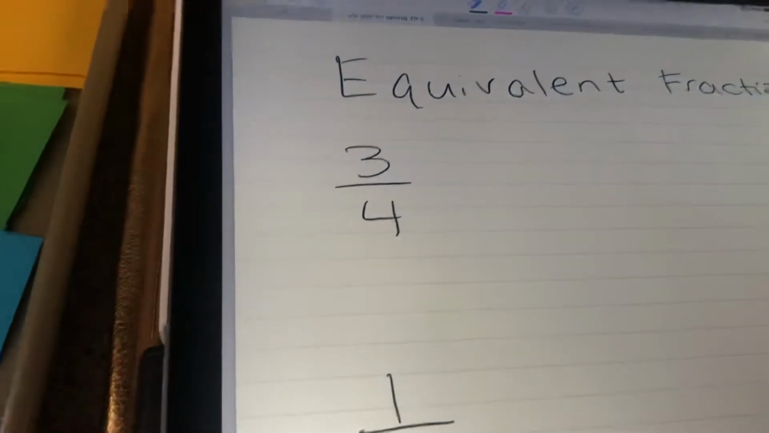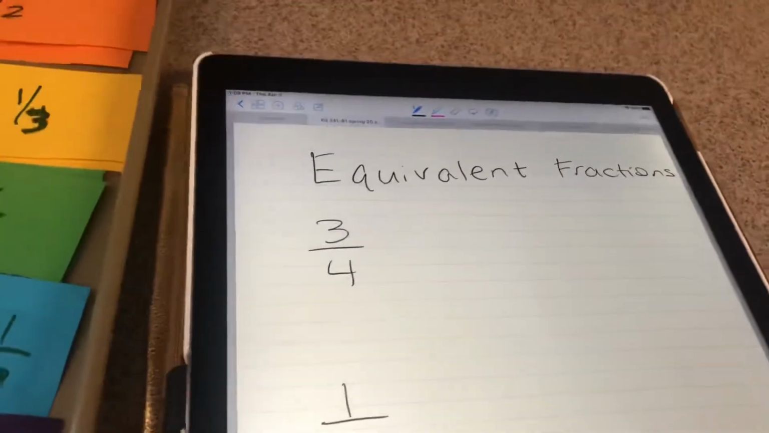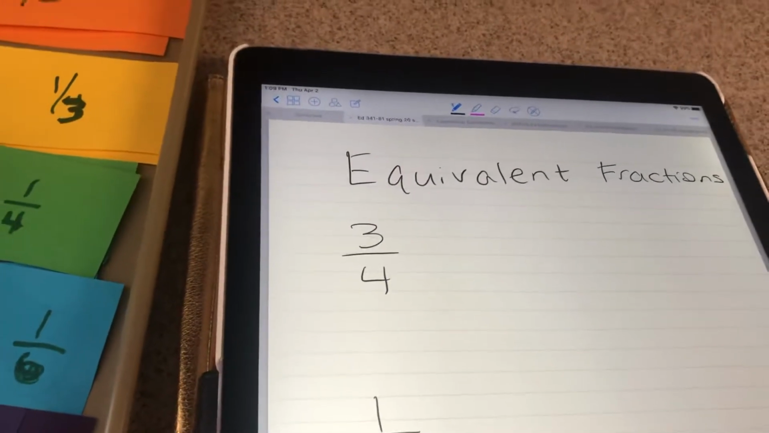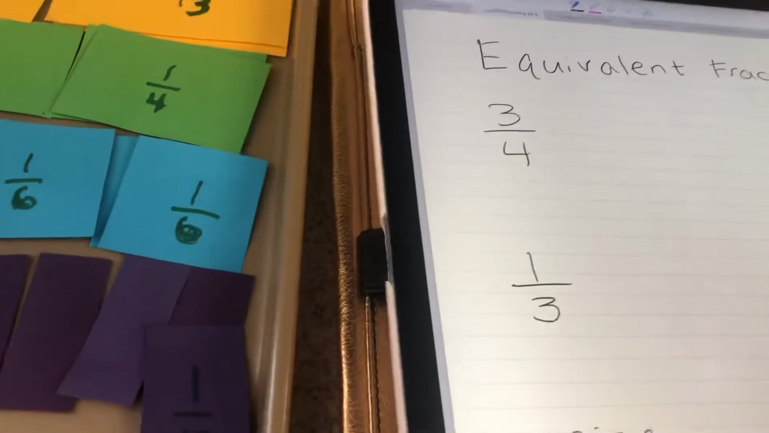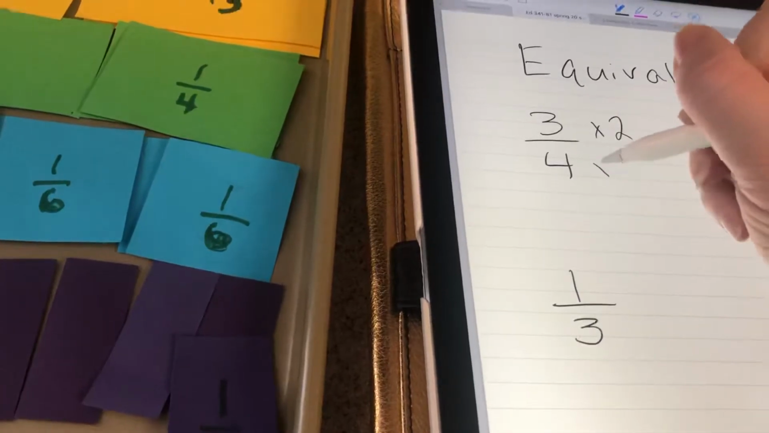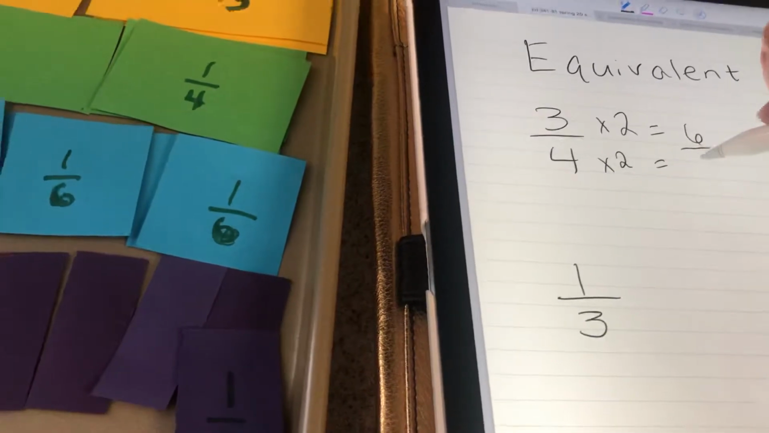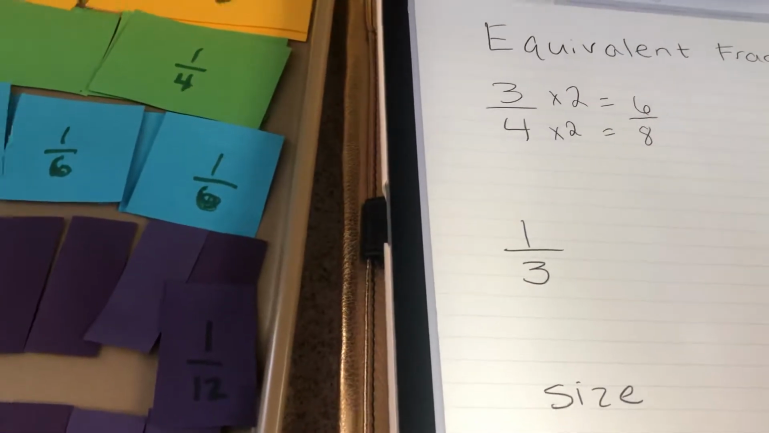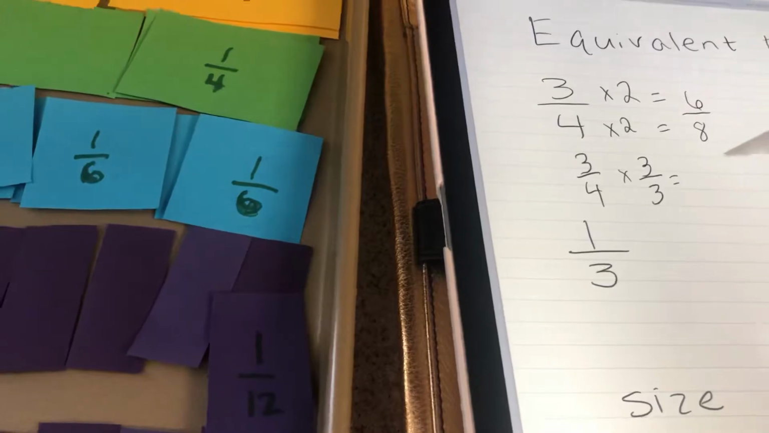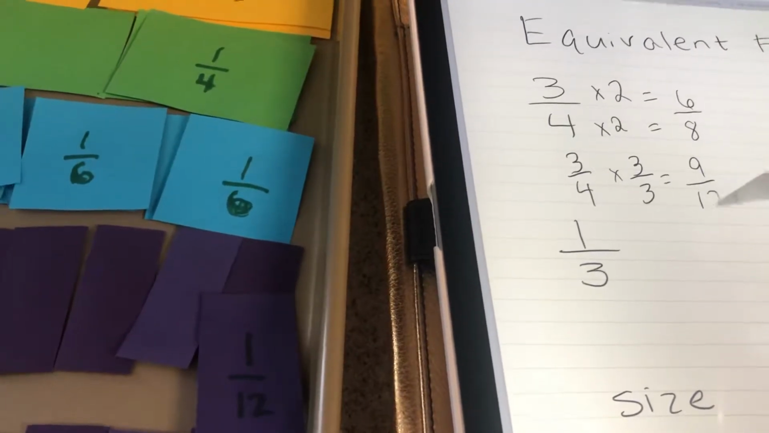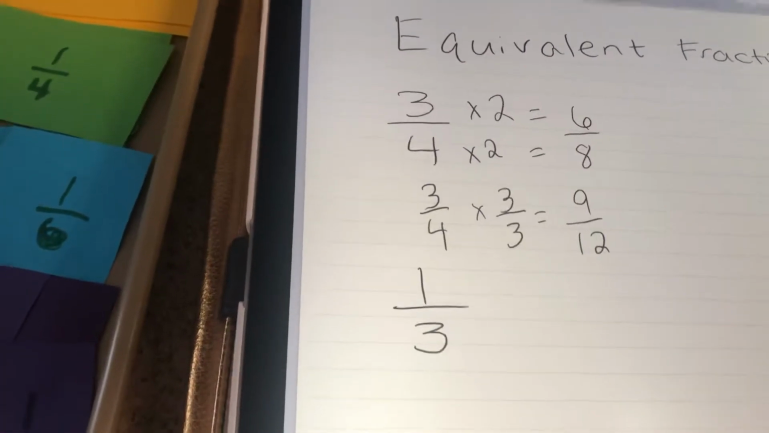So for example, find a fraction that is equivalent to 3/4. You may remember in elementary school that your teacher probably told you that in order to find an equivalent fraction, you have to multiply the numerator and the denominator by the same number. So 6/8 would be an equivalent fraction for 3/4. 9/12 would be an equivalent fraction for 3/4, and so on and so forth.